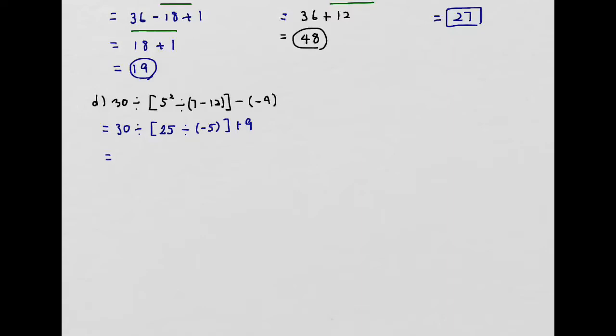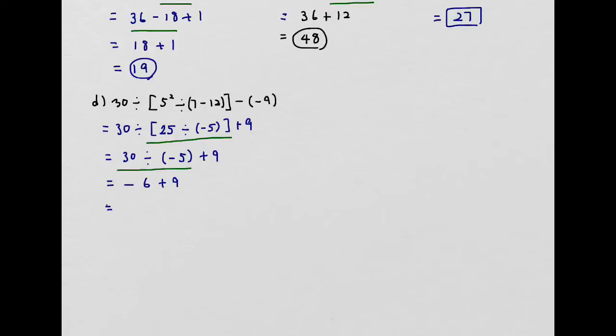The next thing I want to do is look at my bracket. The bracket right here is the next parentheses, right? So then I have 30 divided by 25 divided by negative 5. One negative, so my solution will be negative. 25 divided by 5 is 5. And then plus 9. The next thing I will do is multiplications and divisions. I don't see any multiplication, but I see the division. So I will do 30 divided by negative 5. One negative will be negative. 30 divided by 5 is 6, plus 9.